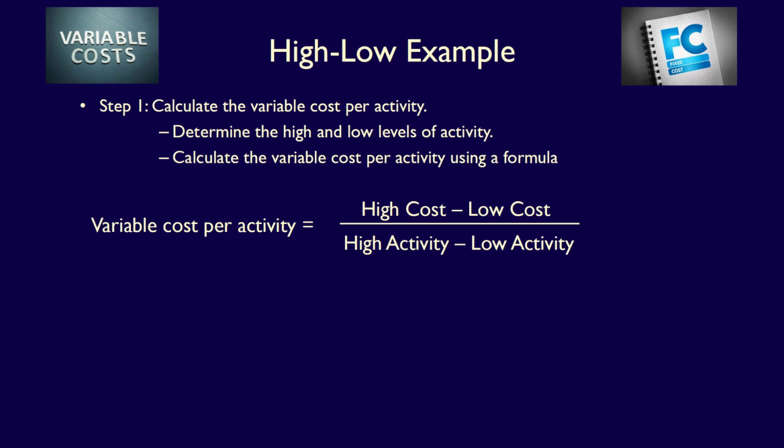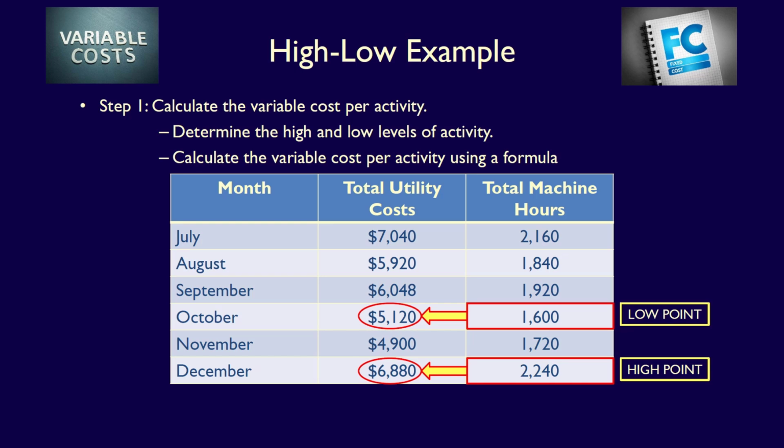Again, note that when I say high cost and low cost, I mean the costs that relate to the high and low levels of activity, the ones we already determined. So, in our chart, the high cost is whatever cost is related to the high activity level. In this case, since the high activity is 2,240 machine hours in December, the high cost is $6,880, the cost which is related to the high activity level.